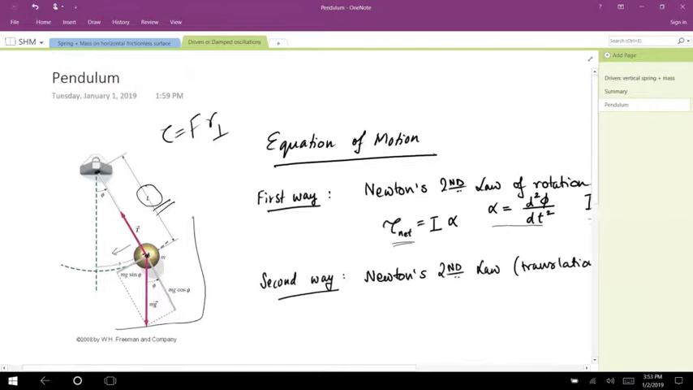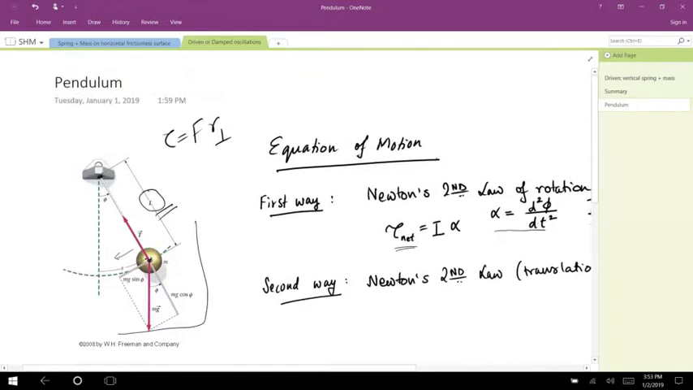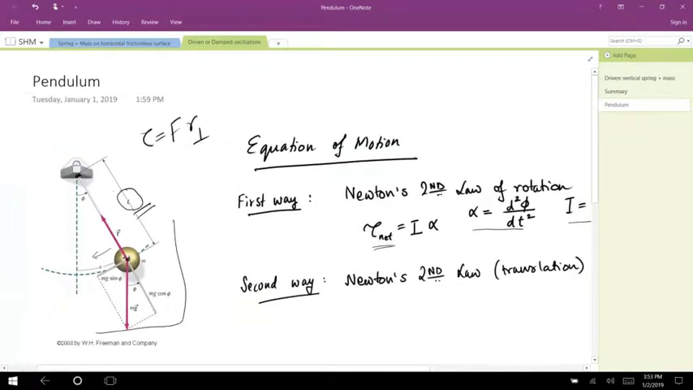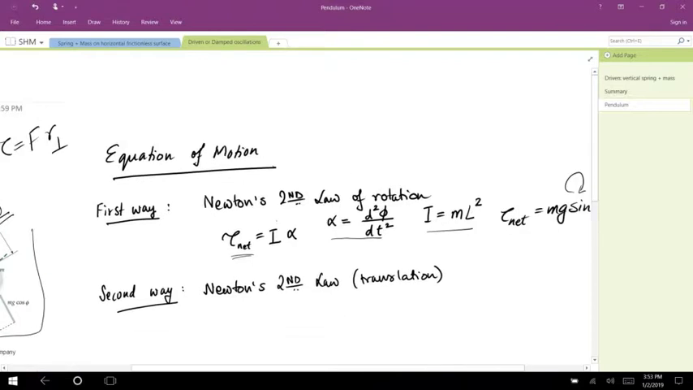And now if I look at I times alpha, alpha is how fast phi is changing, and how fast the change of phi is changing, essentially. Phi is counted in the counterclockwise direction, so this I times alpha is counterclockwise. So in order for us to write tau net equals I alpha, we have to put both tau net and I alpha in the same direction, either both clockwise or both counterclockwise.